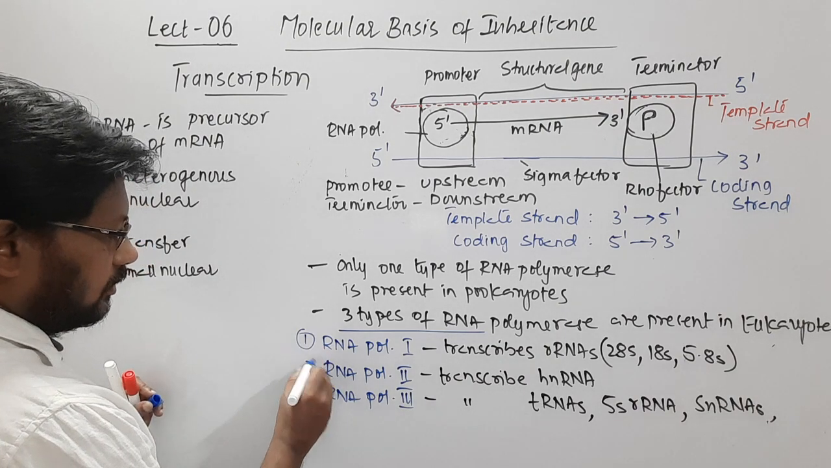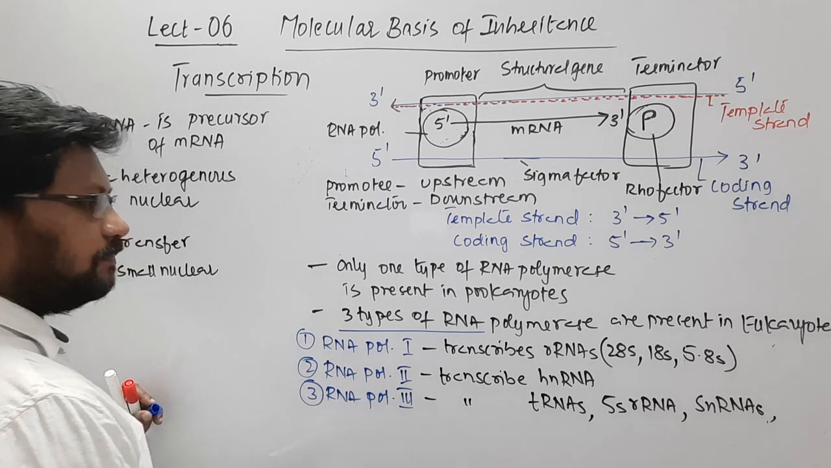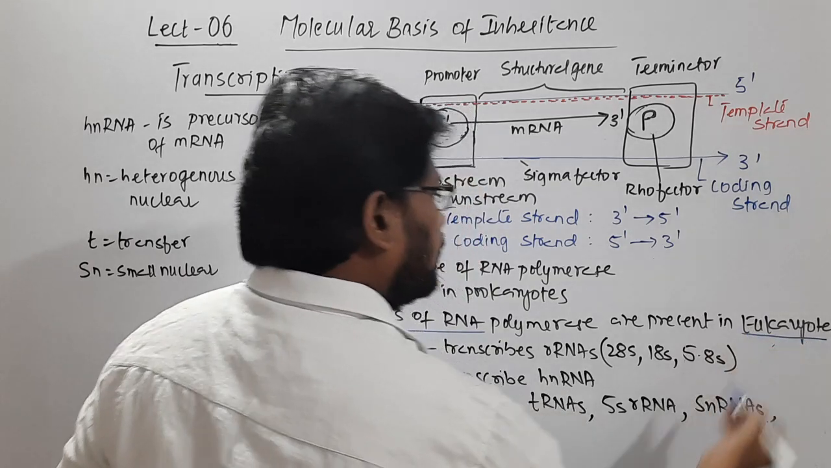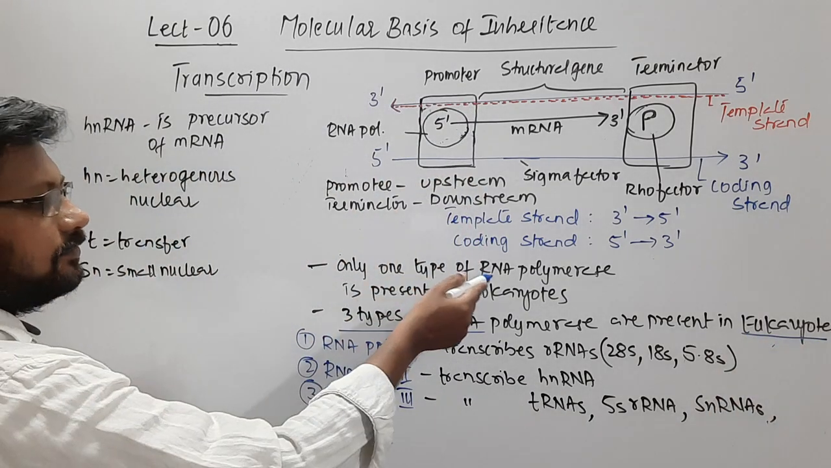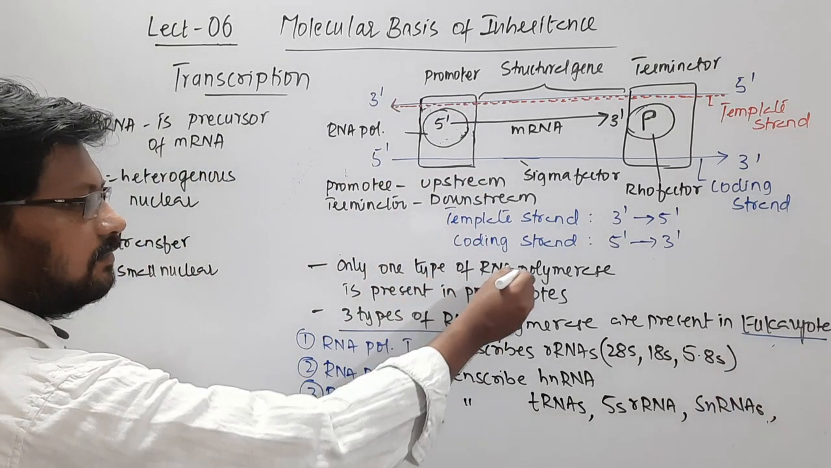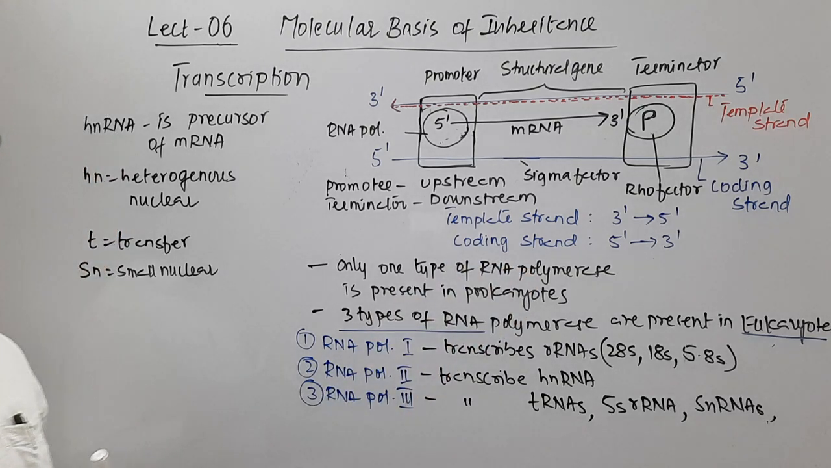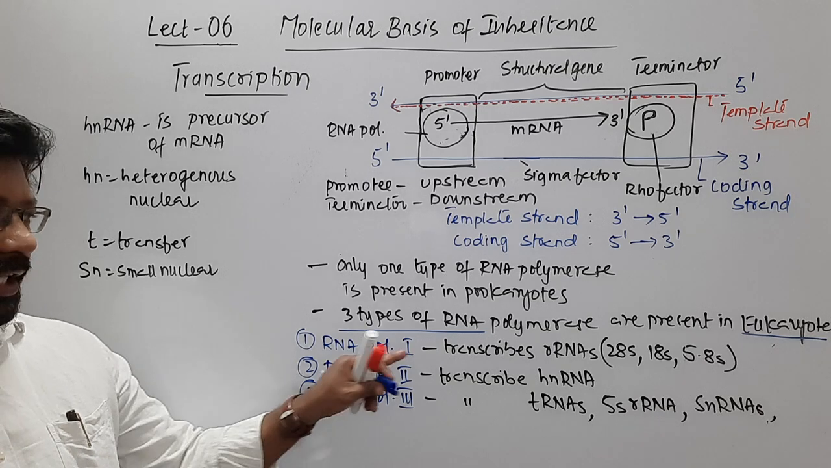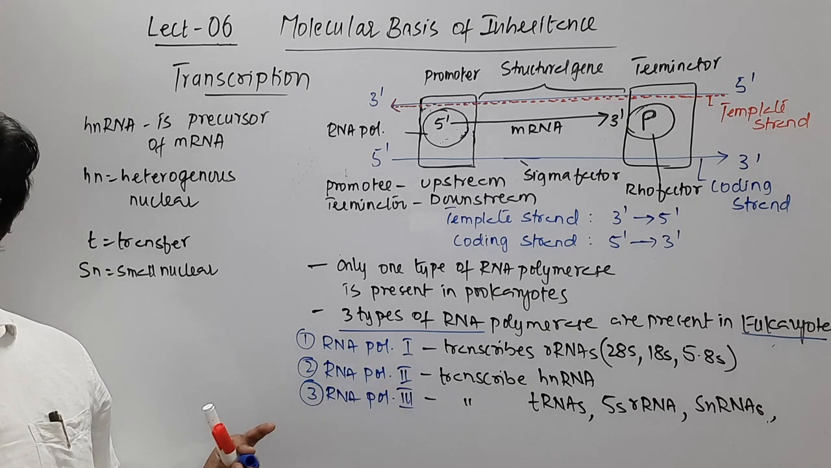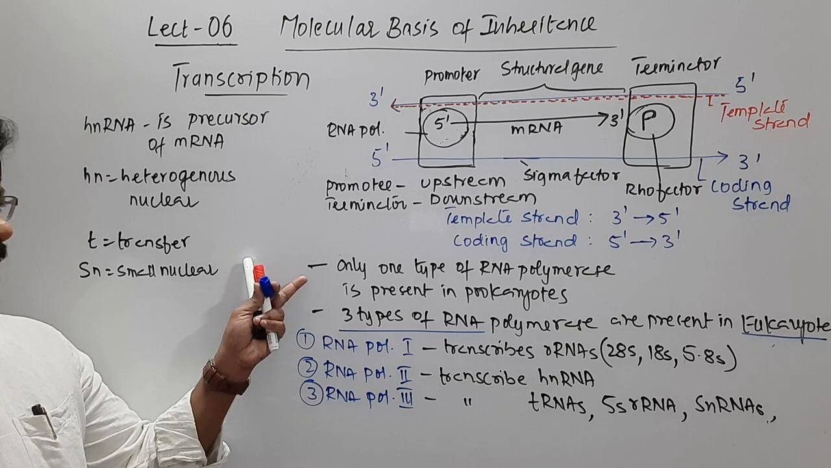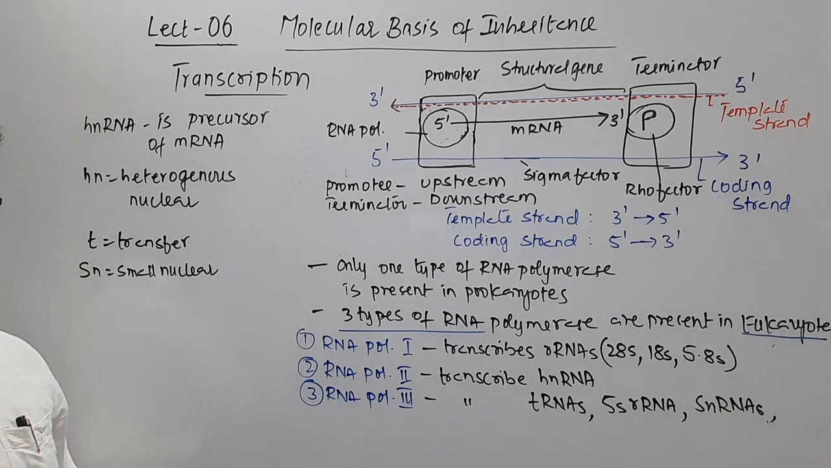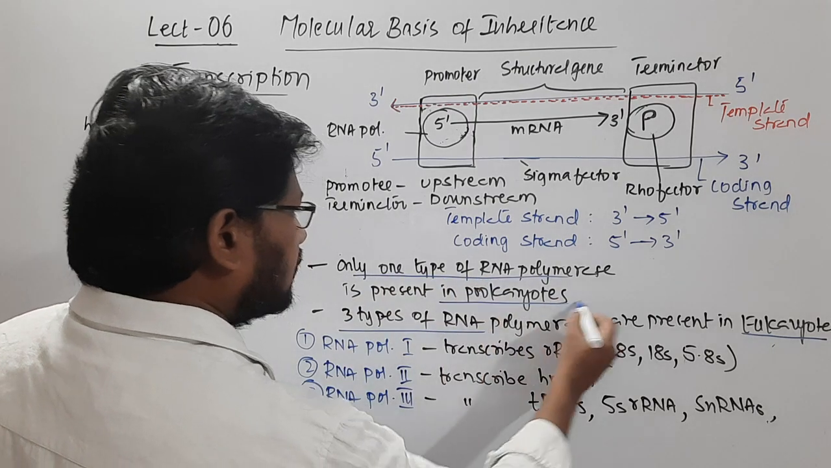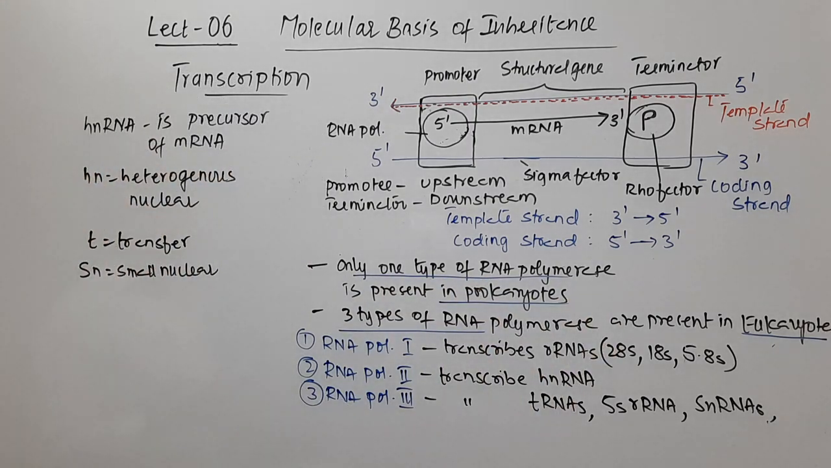So 1, 2 and 3. That is seen only in case of eukaryotes, but in case of prokaryotes, only one type of RNA polymerase will be transcribing all of this, whether it is rRNAs, mRNAs or tRNAs, all are transcribed by only one type of RNA polymerase. So that is in case of prokaryotes.